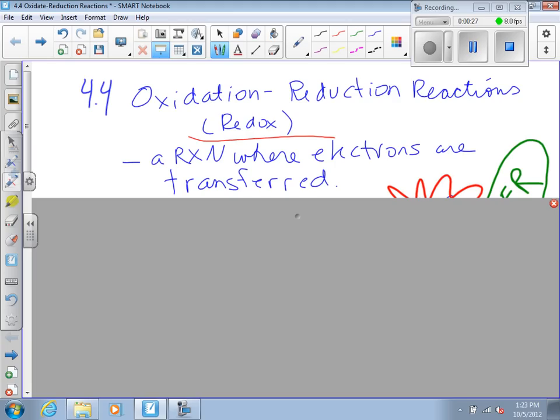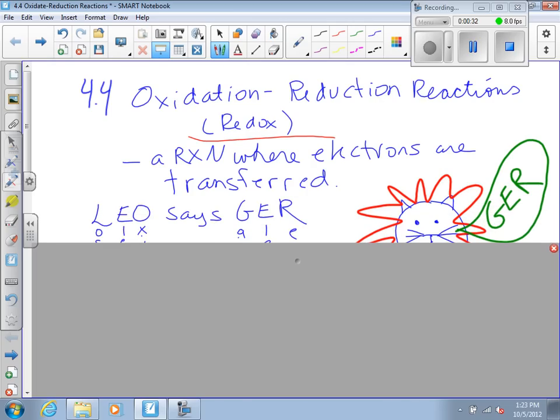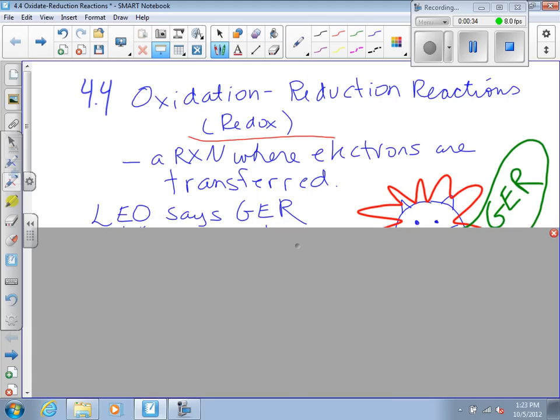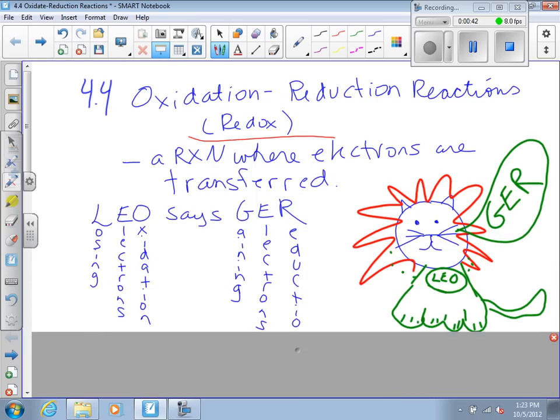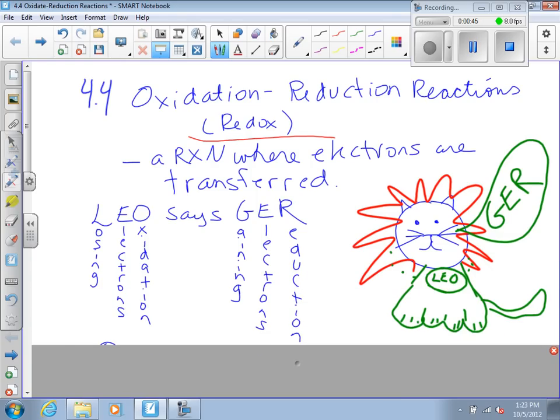And we have a special little mnemonic for this. You might be wondering what the funky little red and green is over on the right side of the screen, and you're about to find out. Leo, the lion. You're starting to see a picture of a lion. What do lions say? They say grrr. All right, this is just a little mnemonic for memorizing that losing electrons is oxidation. Losing electrons is oxidation. Gaining electrons is reduction. So Leo the lion says grrr.